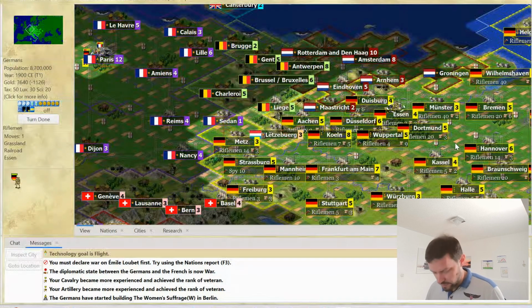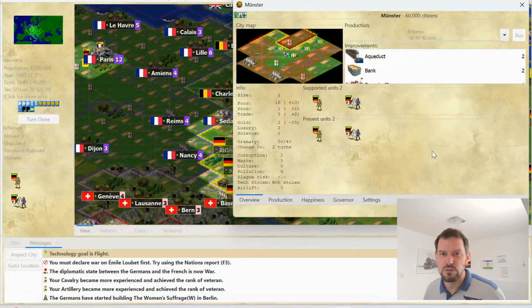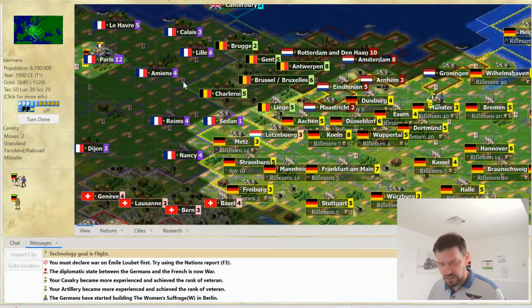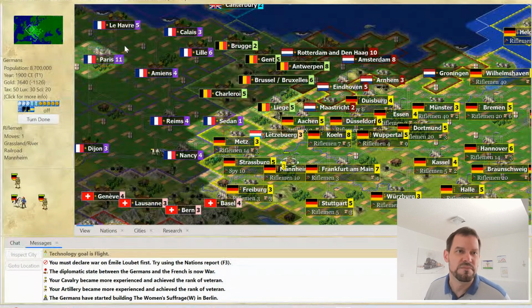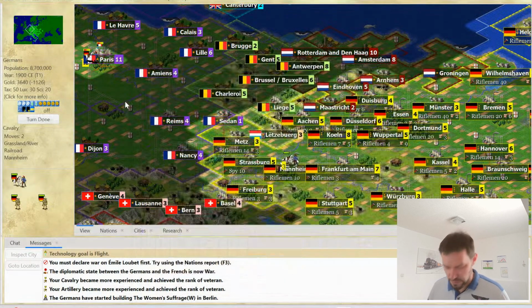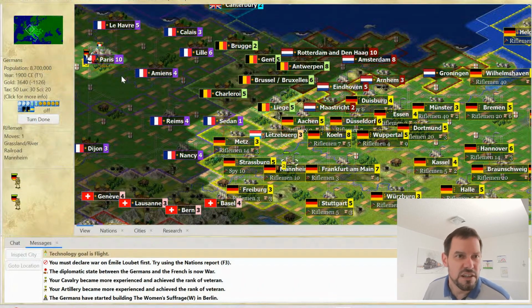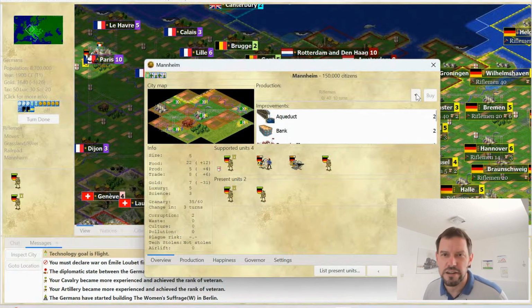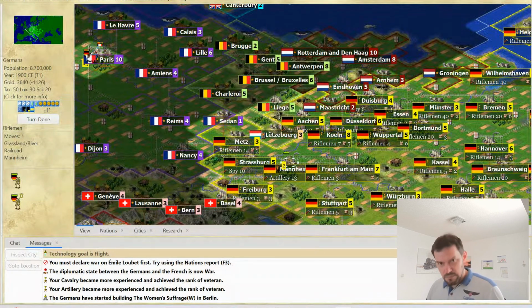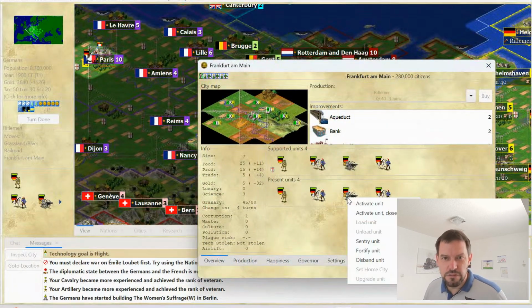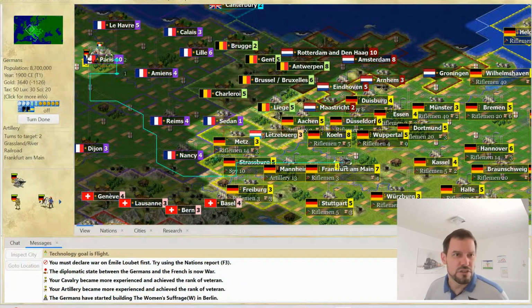In Essen, we fortify that unit. In Münster, we activate the other unit and send it to Paris again. And in Mannheim, do we have anything left here? Yes, we have a cavalry unit left, which we also send to Paris. And the other we fortify with F. In Mannheim, we check that riflemen shall not be built, but rather artillery. Then in Frankfurt, we have another cannon even. So let's move this to Paris, as it's a prime attack unit, as I said.